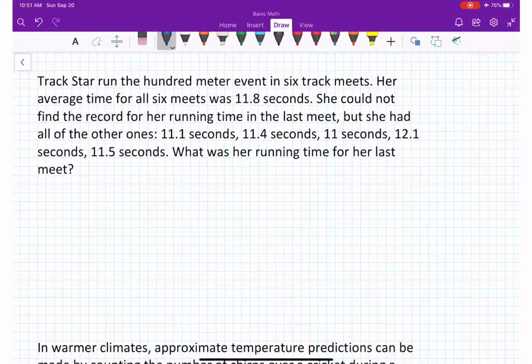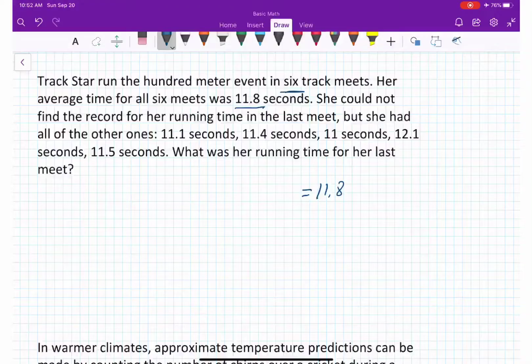A track star ran the 100-meter event in 6 track meets. Her average time for all 6 meets is 11.8. That's an average. So she could not find a record for her running time in the last meet, but she had the other ones. So the average is 11.8, and we have all of them but one, right?